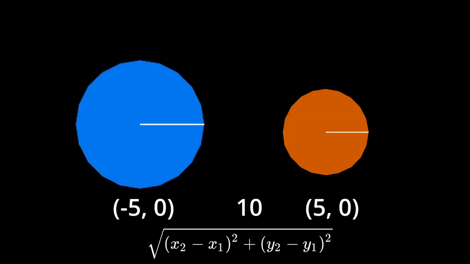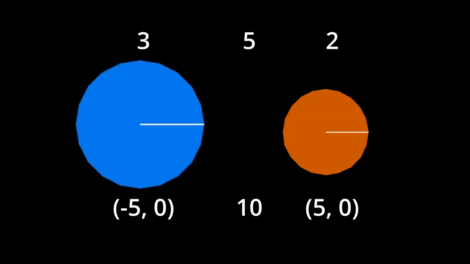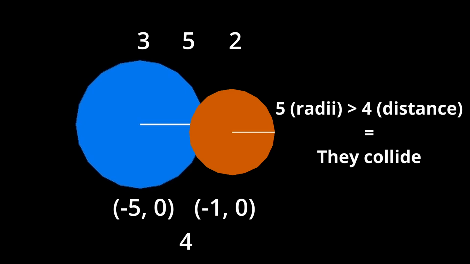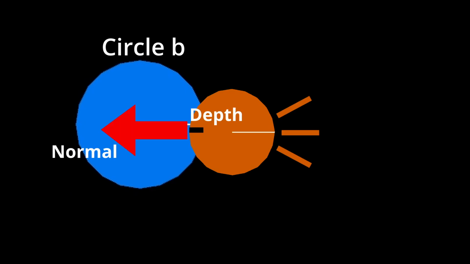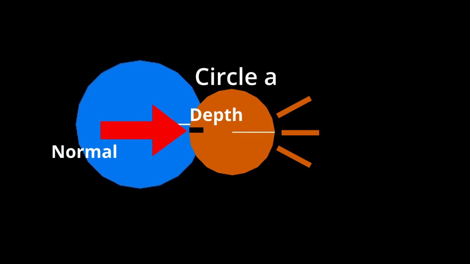Circle collisions are pretty simple. Compare the distance between the 2 centers to the combined radius. If they're overlapping, they're colliding. If we get the normal and the depth, circle B is moved by the collision's normal times half of the collision's depth. Circle A is moved by the same amount except the normal is flipped. Now we can push the bodies apart.